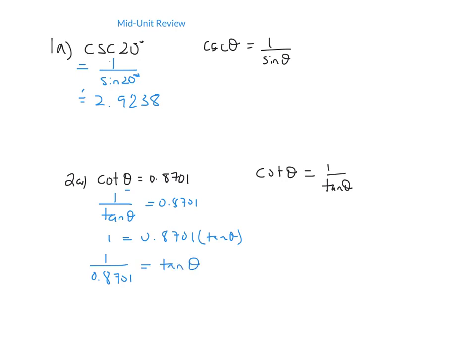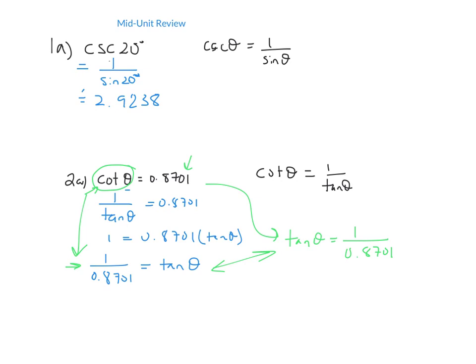Now, what's interesting to note here is I actually could skip from this step directly to this line here. And how we do that, the shortcut to that, is I could just take the reciprocal of the left side and the reciprocal of the right side. So if I take the reciprocal of cotangent of theta, I get tan of theta. And if I take the reciprocal of the right side, I get 1 divided by 0.8701. So you'll notice these two are actually equal to each other.